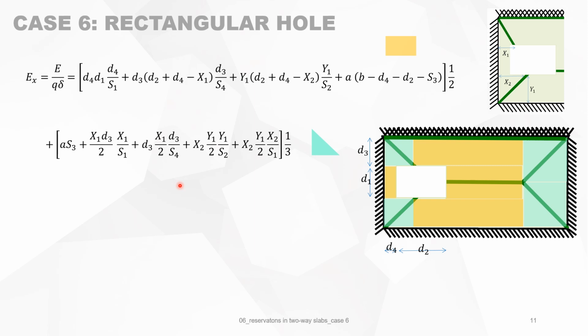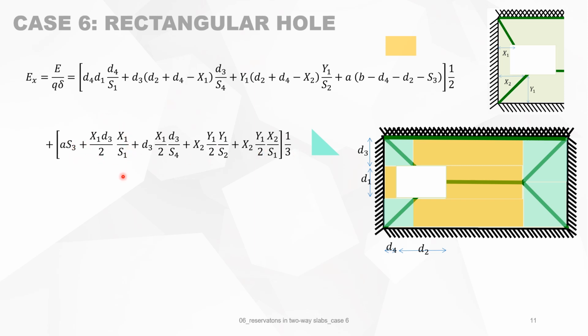Then we add up the areas formed by the triangles, for which the mean deflection is 1/3 of delta. We will look at the corner, which is this one. It's a times s3, because there are 3 triangles. So it's a times s3 total surface divided by 3.